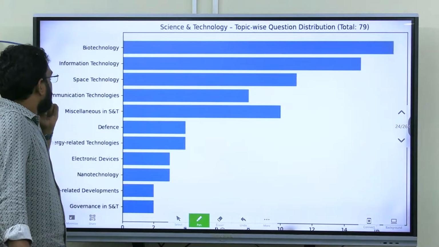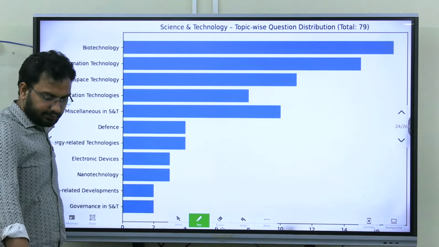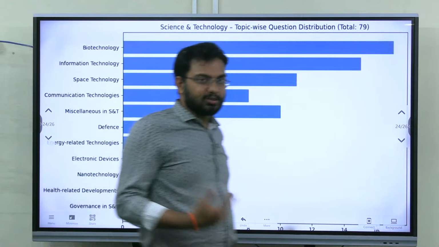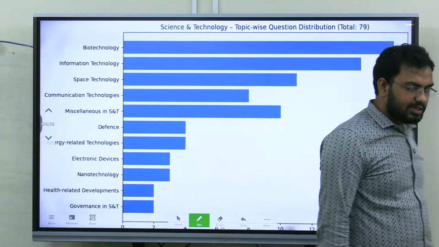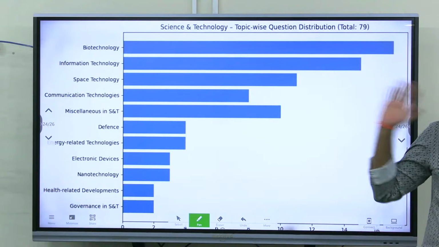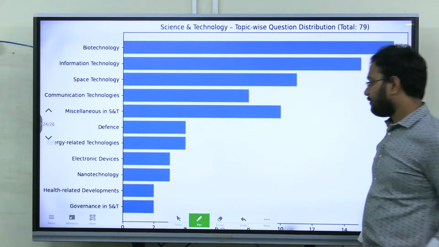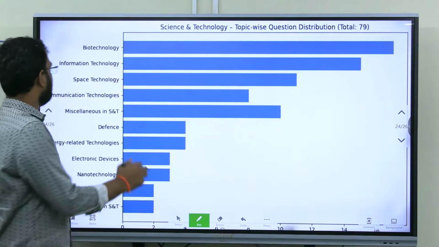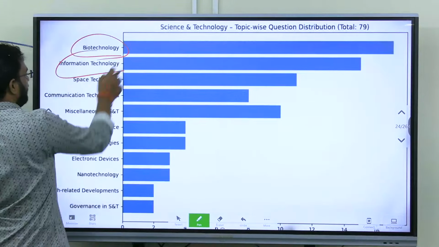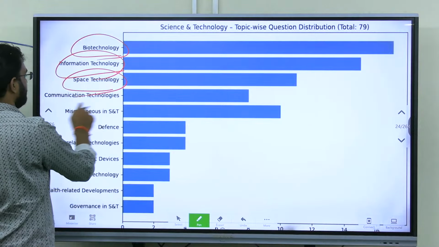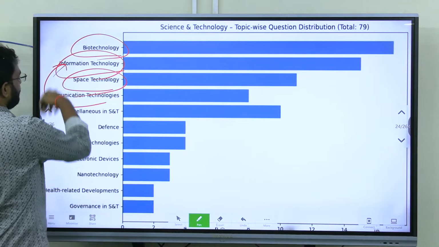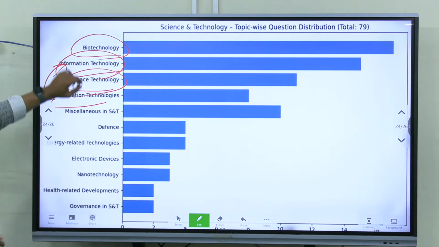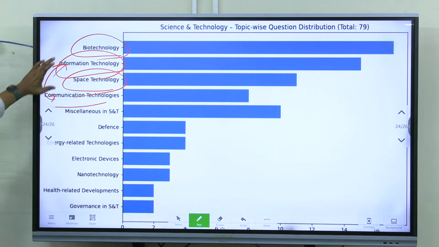Okay? So if you see the weightage, topics only, chapters only. What is the topic which is having highest weightage in the last 7 years? Yeah, very clear. Biotechnology, information technology, space technology. So you can combine both of them, information communication. If you combine, this is the highest weightage. Then second is biotech. Third one is space tech.